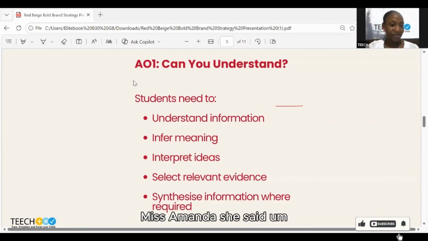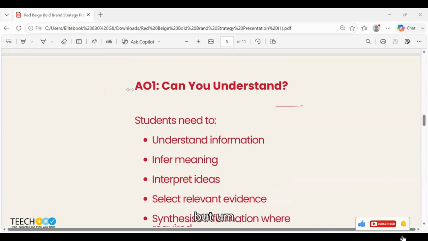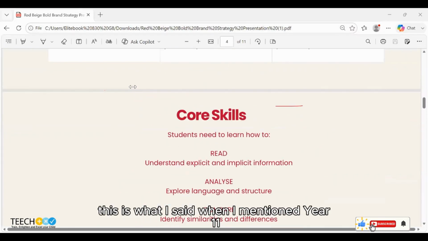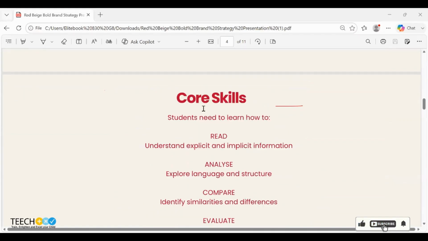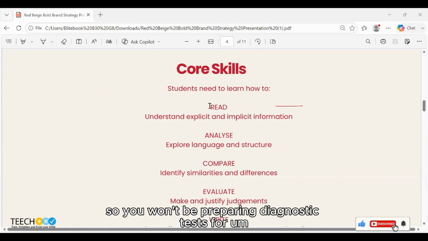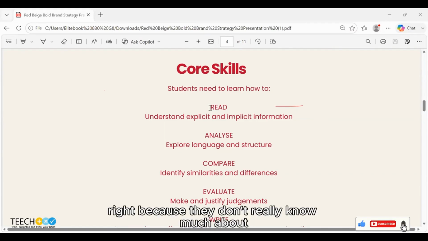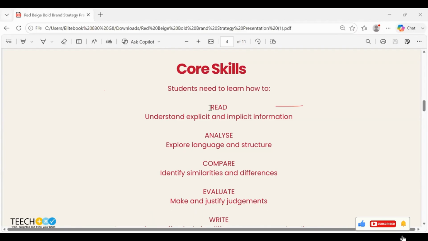Miss Amanda said, what year will be ideal for students to start preparing for IGCSE? I heard you mention year 11. I know I mentioned year 11, but this is what I said when I mentioned it. I was talking about preparing diagnostic tests. You won't be preparing diagnostic tests for a learner in year 10, because that's when the IGCSE or GCSE prep begins.